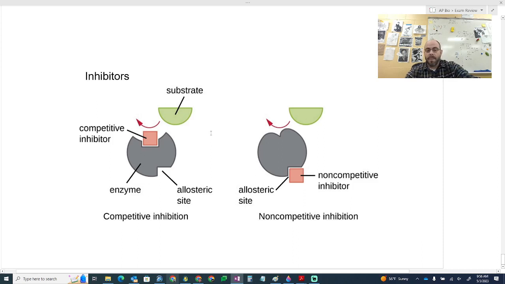I haven't seen any graphs that are going to have you tell what's the difference between competitive and non-competitive inhibitors as far as the rate of reaction, but the actual content, understanding allosteric sites and active sites and the competition therein is important.